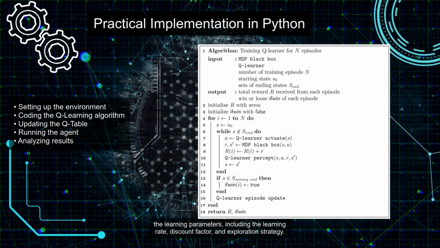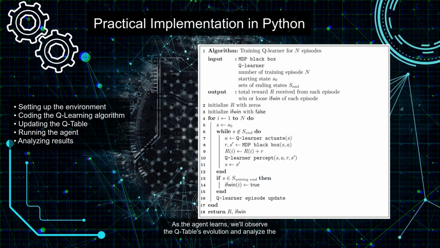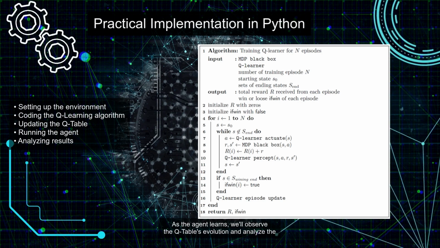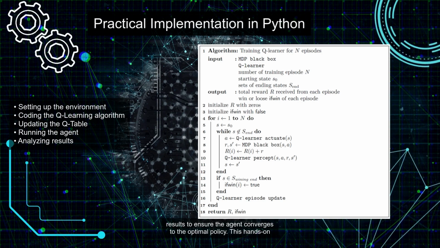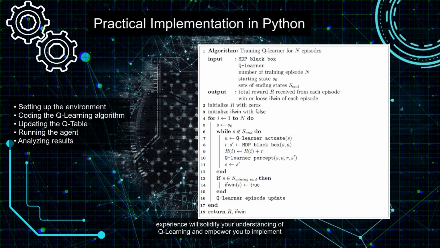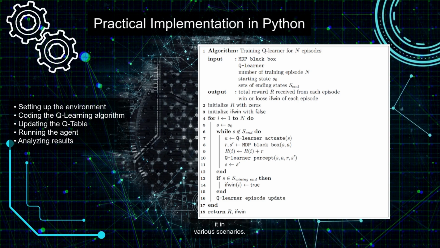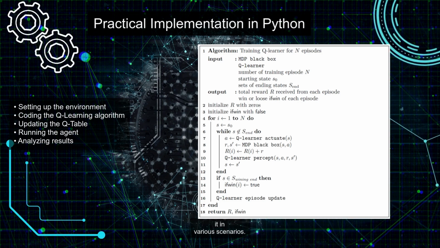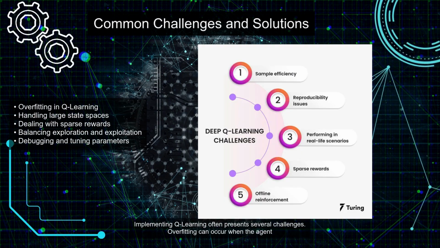We'll define the learning parameters, including the learning rate, discount factor, and exploration strategy. As the agent learns, we'll observe the Q table's evolution and analyze the results to ensure the agent converges to the optimal policy. This hands-on experience will solidify your understanding of Q learning and empower you to implement it in various scenarios. Implementing Q learning often presents several challenges.